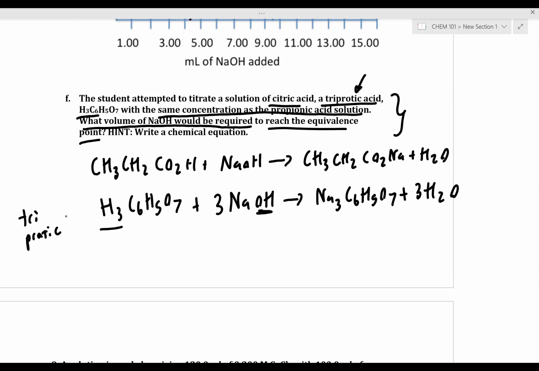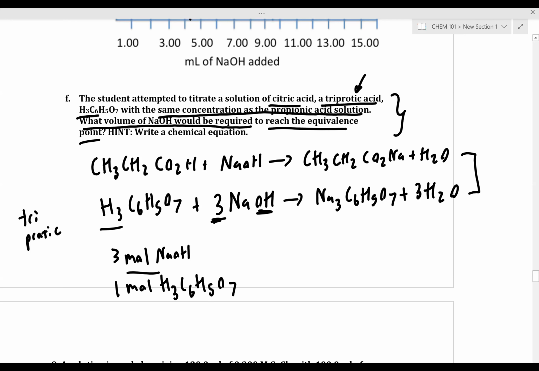So then, looking at this mole ratio, if we compare the moles of NaOH, how many moles of NaOH do we need per mole of citric acid? What is our mole ratio? Moles of NaOH to moles of citric acid. How many NaOH molecules do we need? 3. So it's 3 to 1. So then, based on this idea, we need 3 moles of NaOH per 1 mole of citric acid.